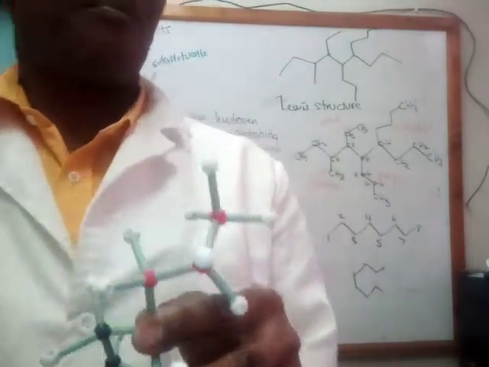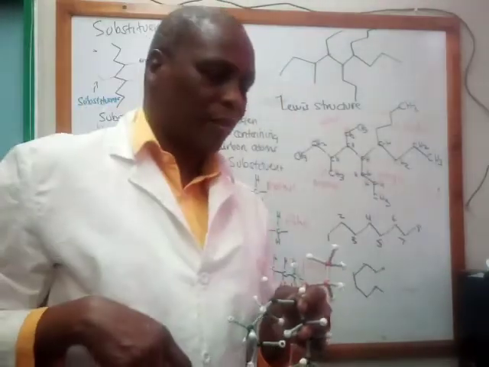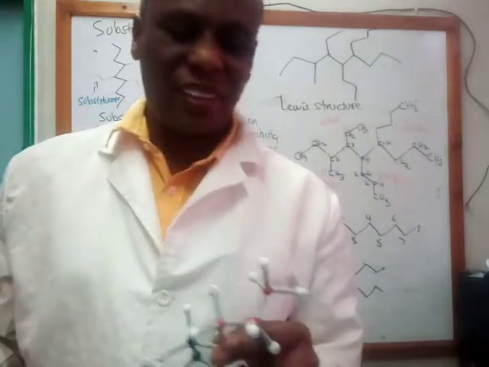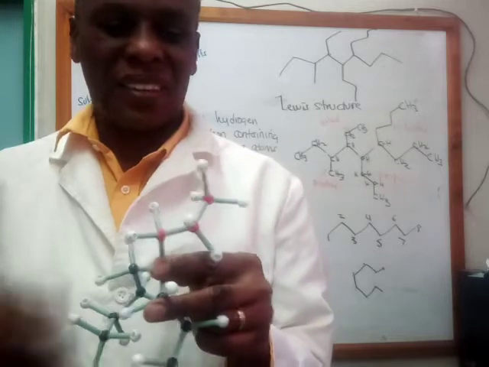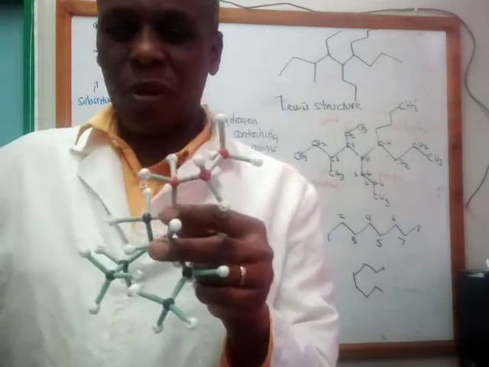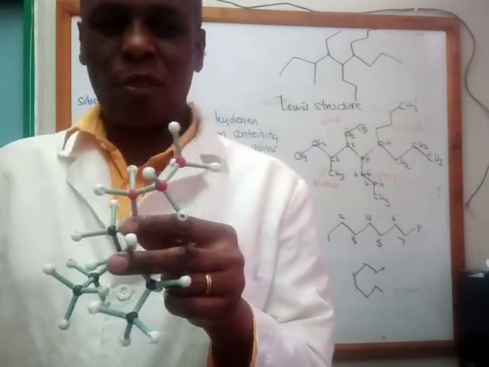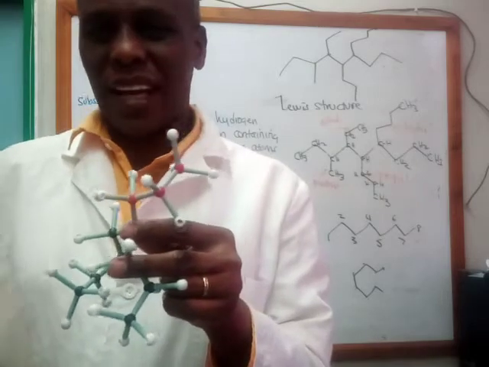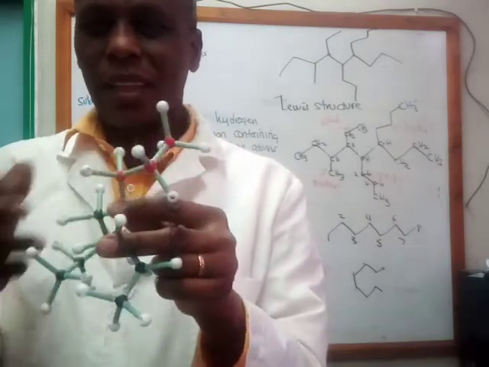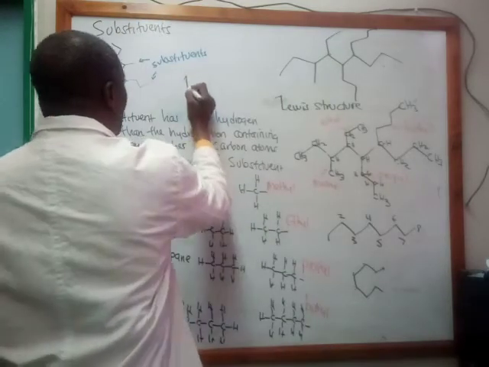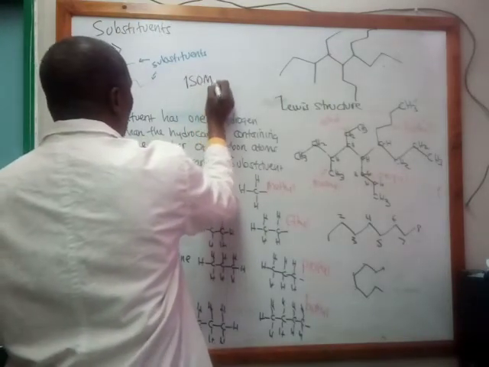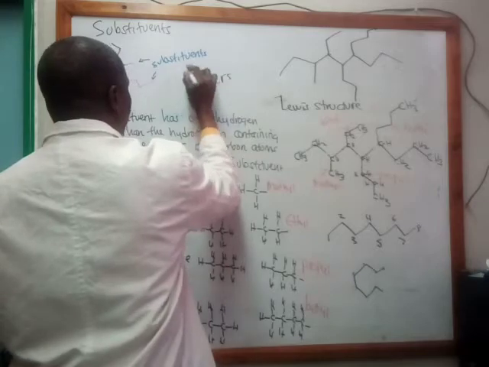That when you have three carbon atoms and above, structures can exist in more than one form. It's called structural isomers. Yeah, structural what? Isomers. What is this word? Isomers. Yeah. Isomers. Yeah.